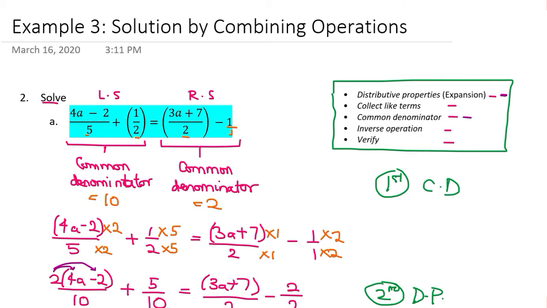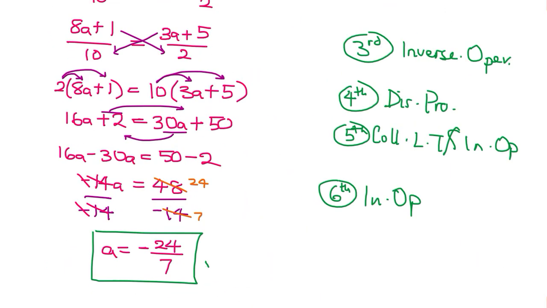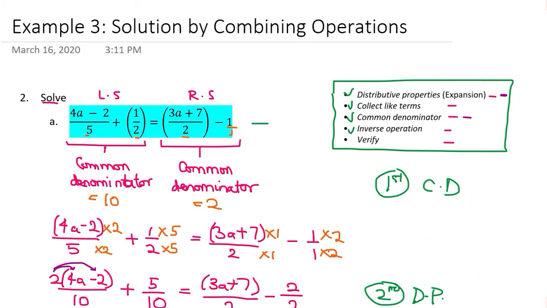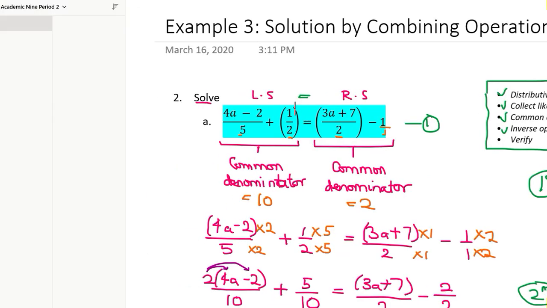So it's kind of fascinating to see that these particular strategies are actually needed to solve questions like this. Once you're able to have these at the back of your mind, distributive properties, collect like terms, common denominator, inverse operation, and then finally verifying by putting your variable answer into this particular question to see whether the left side is equal to the right side, that is how you're going to be able to comfortably solve problems that are much more complex like this right here. So in here we're going to have another example which we're going to look at.